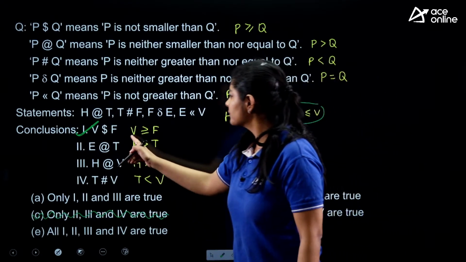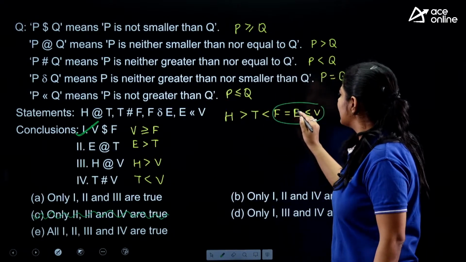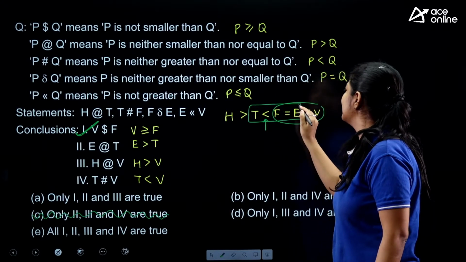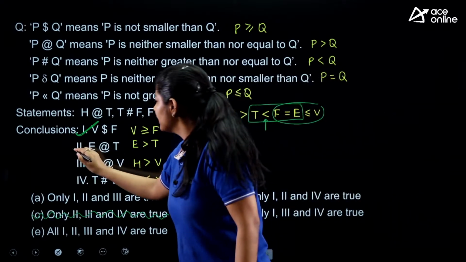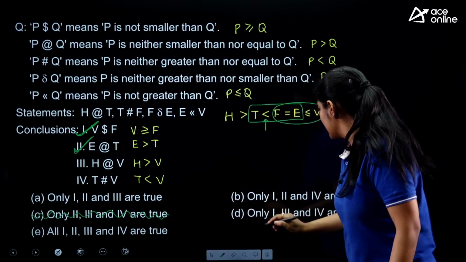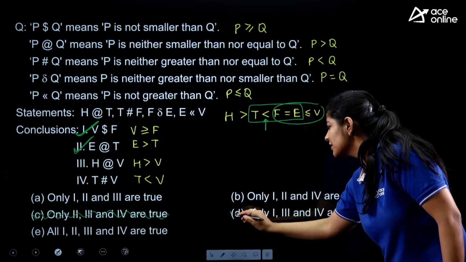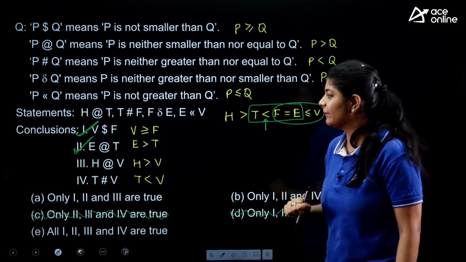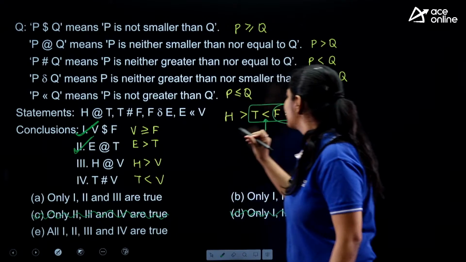Next, second, E is greater than T. Can we say that yes, because of the symbol here we can say that E is greater than T. That means we want second as well. Here second is not mentioned, that means option D is eliminated. Option D is eliminated. Third one, H is greater than V.